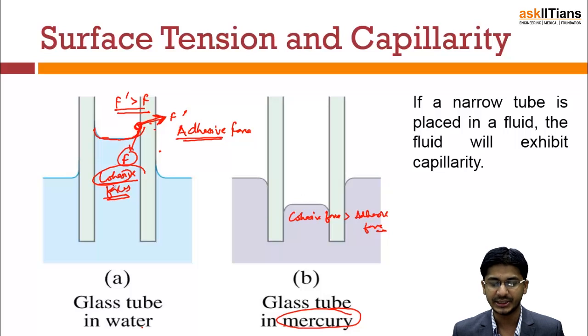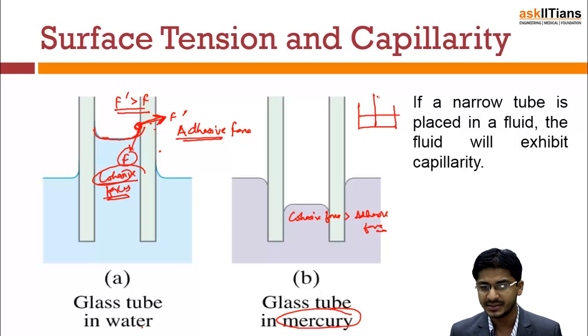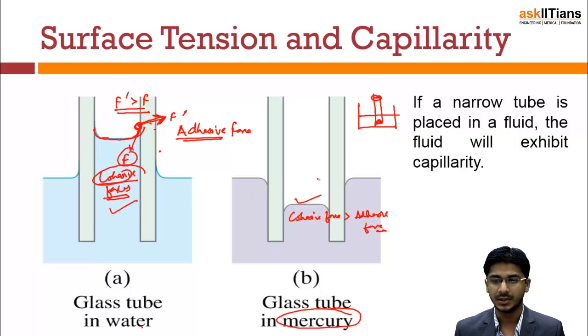Now this action that you see: when you put a capillary in a container containing the liquid, a capillary is any narrow glass tube with a very small diameter. If you put it within this, either this will happen or this will happen. This property of the liquid, by virtue of which it rises within a narrow capillary tube or gets depressed like this, is called capillarity.